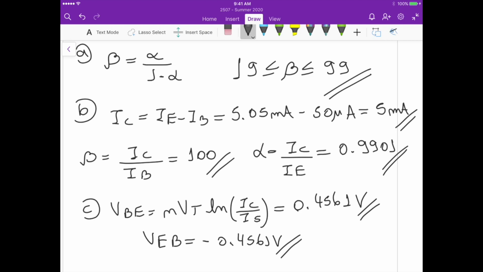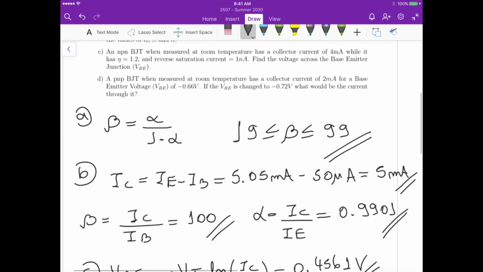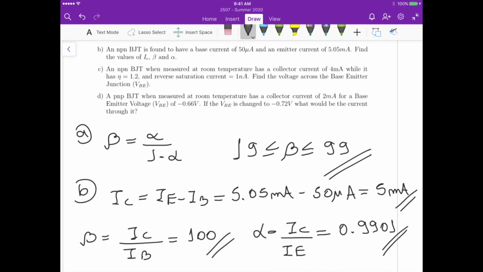So if it is an NPN BJT transistor, then we have VBE in the equation for the current. Now for part D, a PNP BJT, when measured at room temperature, has a collector current of 2 milliamperes and a base emitter voltage, so VBE, of minus 0.66 volts. If the base emitter voltage is changed to minus 0.72, what would be the current through it?